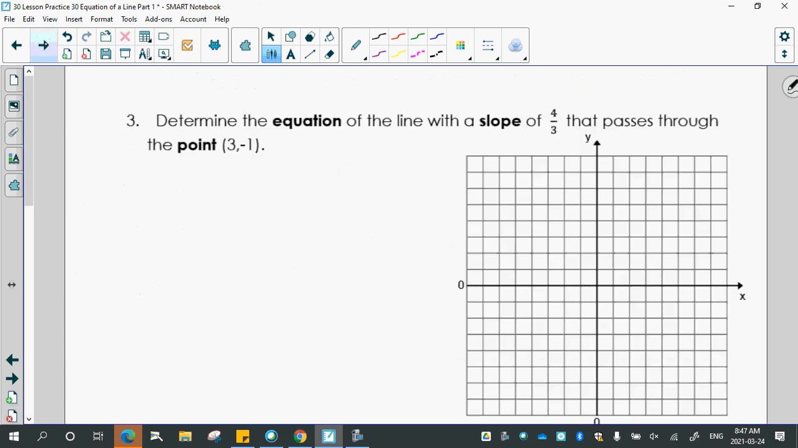All right, determine the equation of the line with a slope of 4/3 that passes through the point (3, -1). So try it graphically first. Okay, so I see lots of people with m equals, b equals, equation. M is 4/3, point (3, -1).